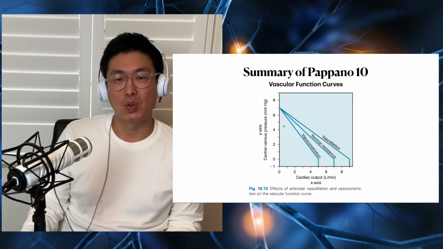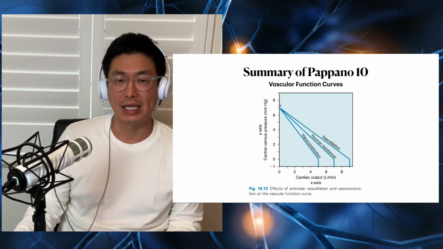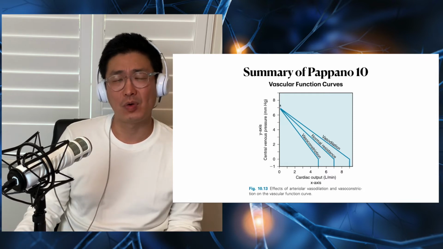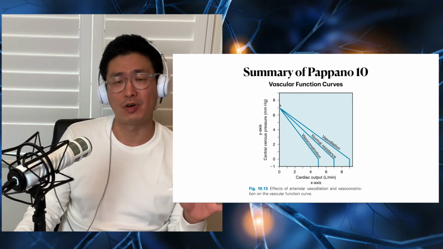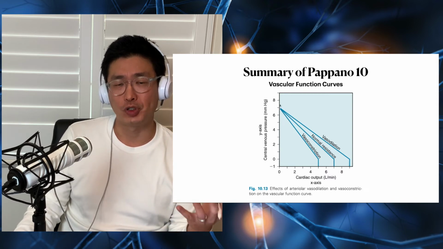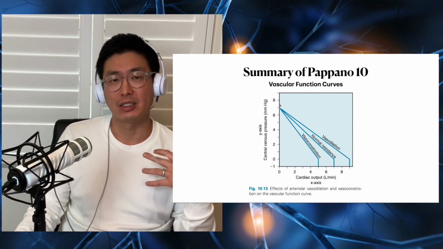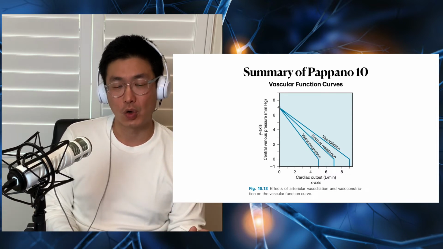This is how resistance affects the vascular function curves. So you can see that because the arterioles have only a blood volume of 3%, I think Pappano's quoted, it doesn't actually contribute to your mean systemic filling pressure. And so anything that increases your arterial tone will just cause a rotation from your mean systemic filling pressure. So if there's a vasodilation, it will rotate it up. And if there's vasoconstriction, it will rotate it down.